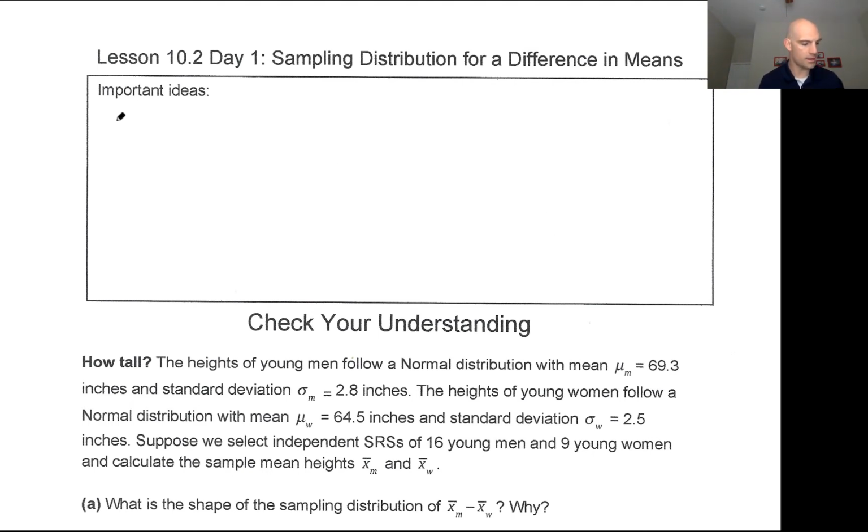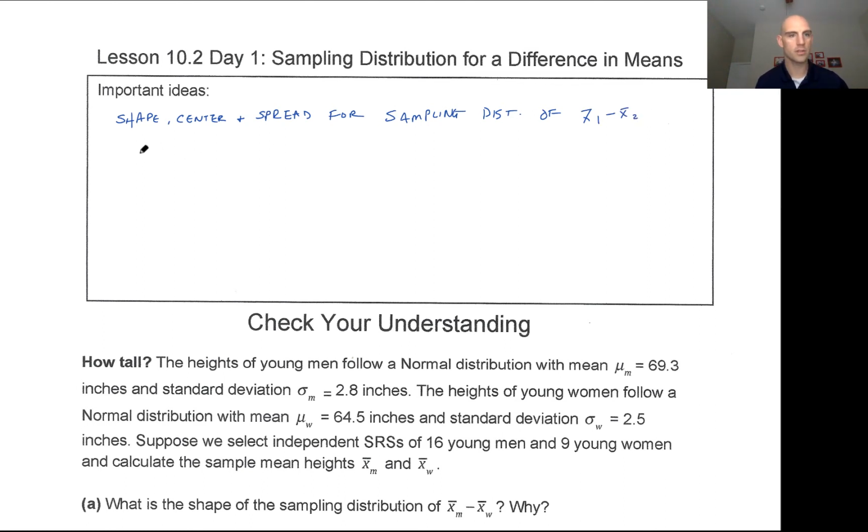So we are looking at the shape, center, and spread for the sampling distribution, and I'm going to abbreviate that dist, of, now if we're talking difference of means, that's x bar 1 minus x bar 2.